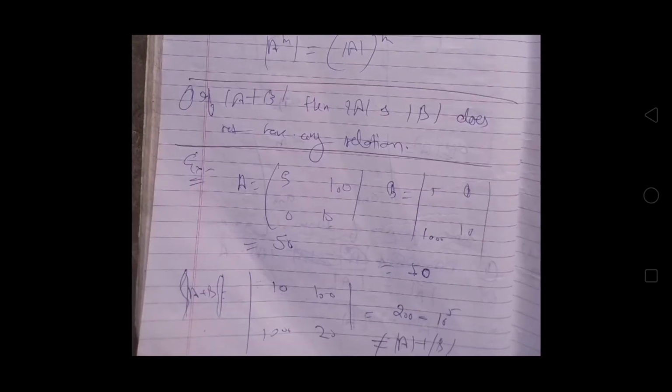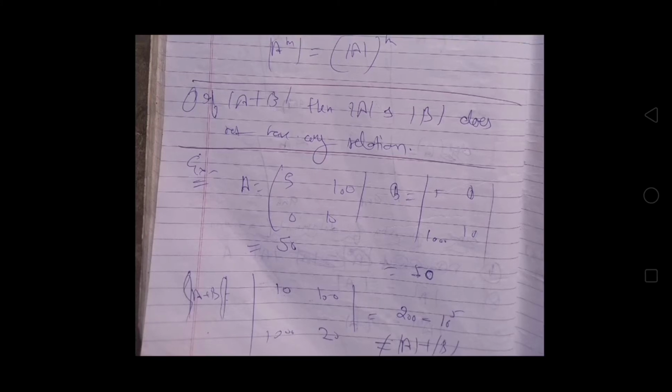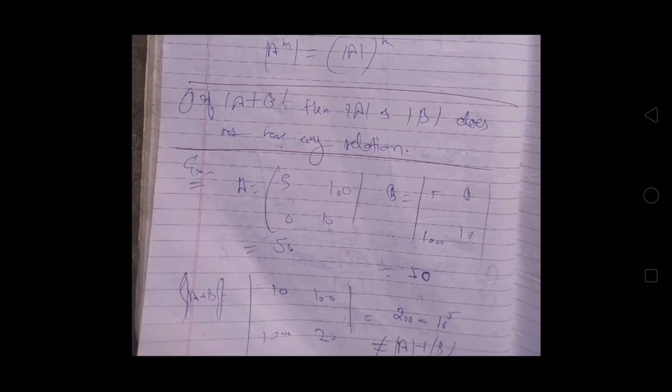We have two determinants. The value of the first determinant is 50 and the value of the second determinant is 50. But the value of the determinant of A plus B is equal to 200 minus 10 raised to the power 5, which is not equal to the sum of these two determinant values.